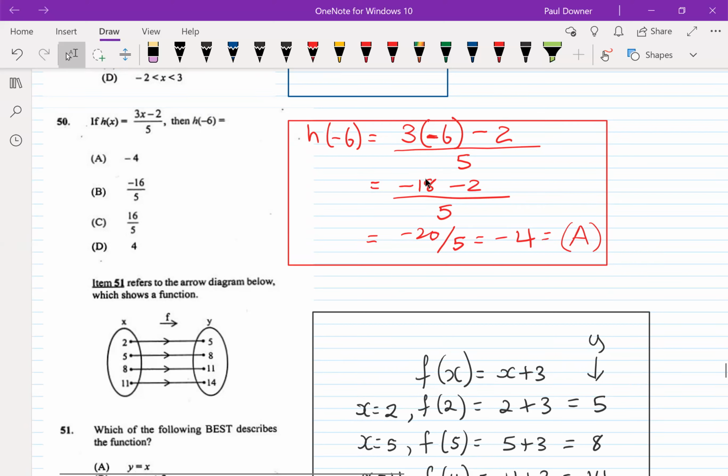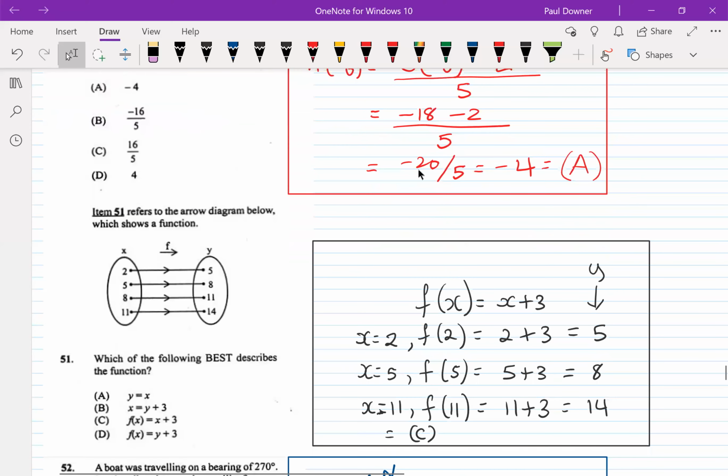3 by -6 is -18, -2, all over 5. -18 - 2 is -20 all over 5. And when you divide unlike signs, the result is going to be negative. And 20 divided by 5 is 4. So that's answer A. Right? -20 divided by 5, therefore, is -4, which is answer A.